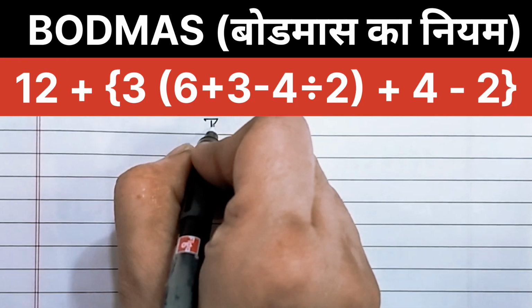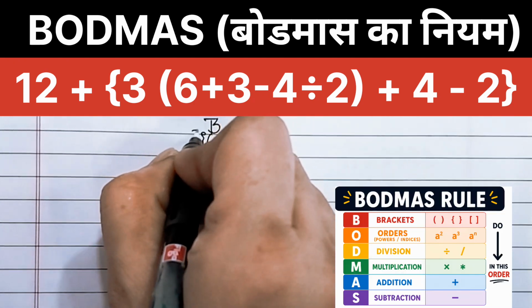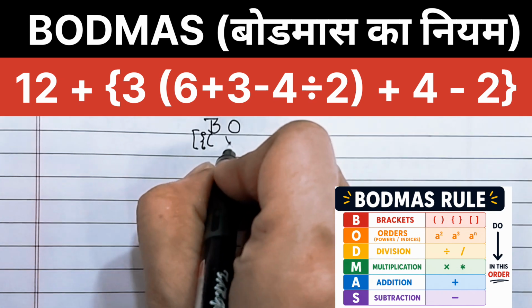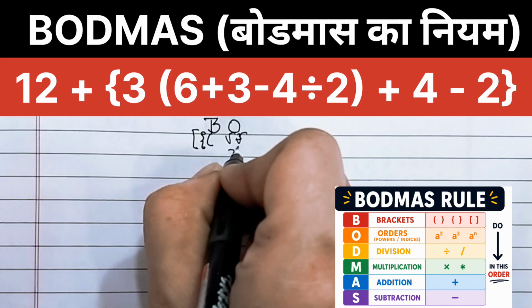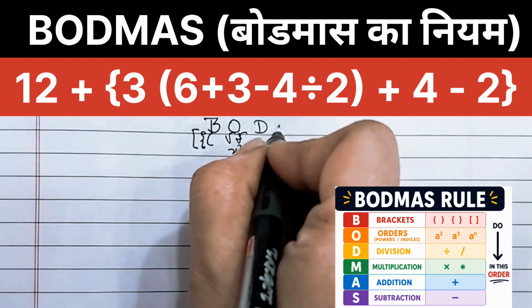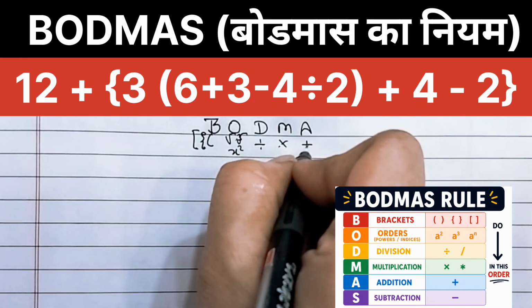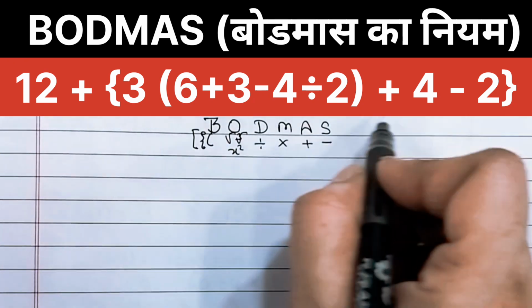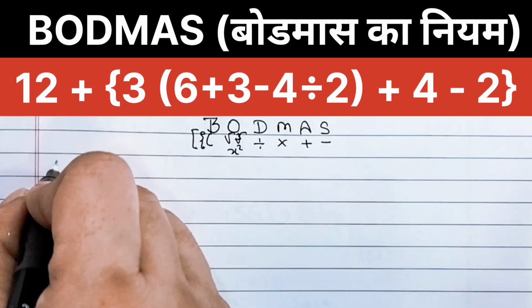Now to solve this expression we use the BODMAS rule, which dictates the order of operations. First we solve brackets: small bracket, curly bracket, then square bracket. O stands for of, which we can convert into multiplication, along with square roots, cube roots, and exponents. D stands for division, M for multiplication, A for addition, S for subtraction. According to this BODMAS sequence, we'll break down this expression with a step-by-step solution.